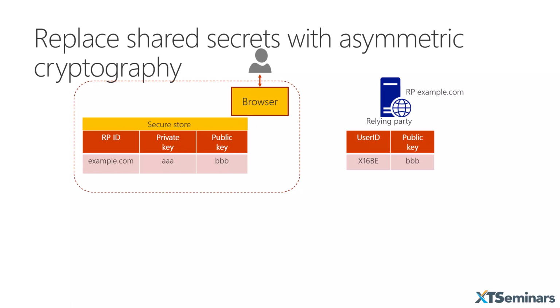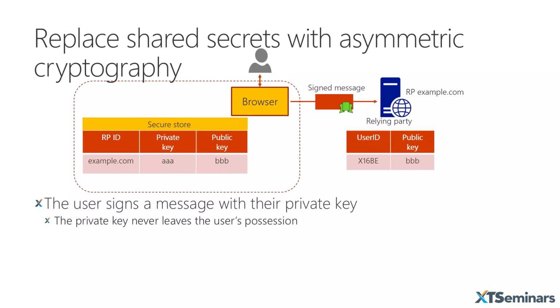So now all the relying party has is a store of user IDs and public keys. If that gets stolen, it's useless. You can't do anything with it. So number one, that makes things a lot safer. Now, when the user wants to access the relying party, what they do is they create a signed message. And the message is signed with the private key, which never ever leaves the user's possession.